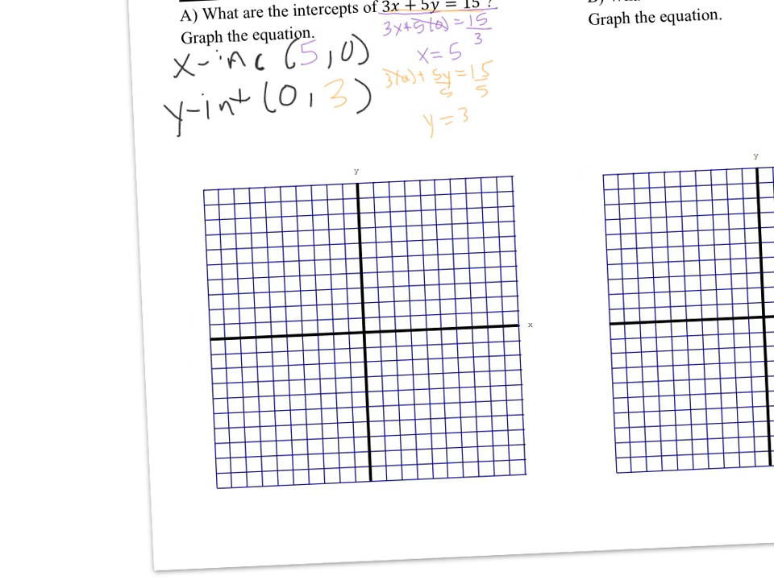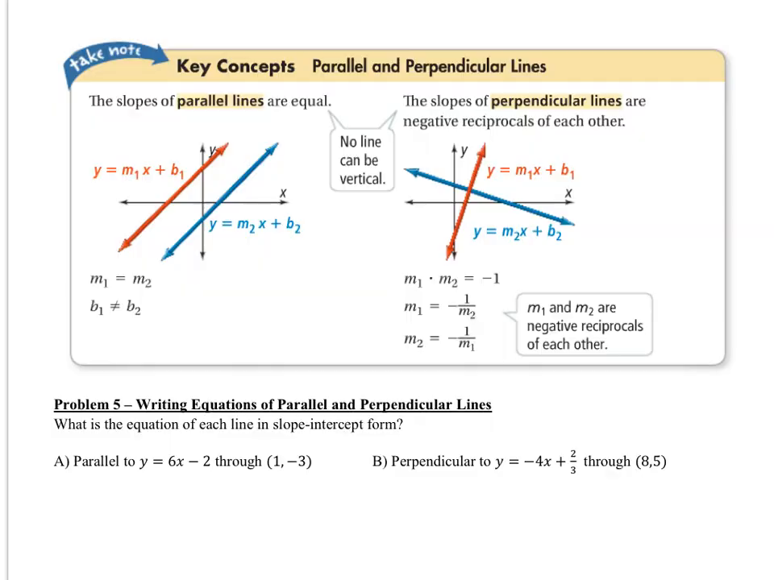And I have 5, 1, 2, 3, 4, 5, 0, and 0, positive 3. And just like that, there's my line. Beautiful. Try to be by yourself.